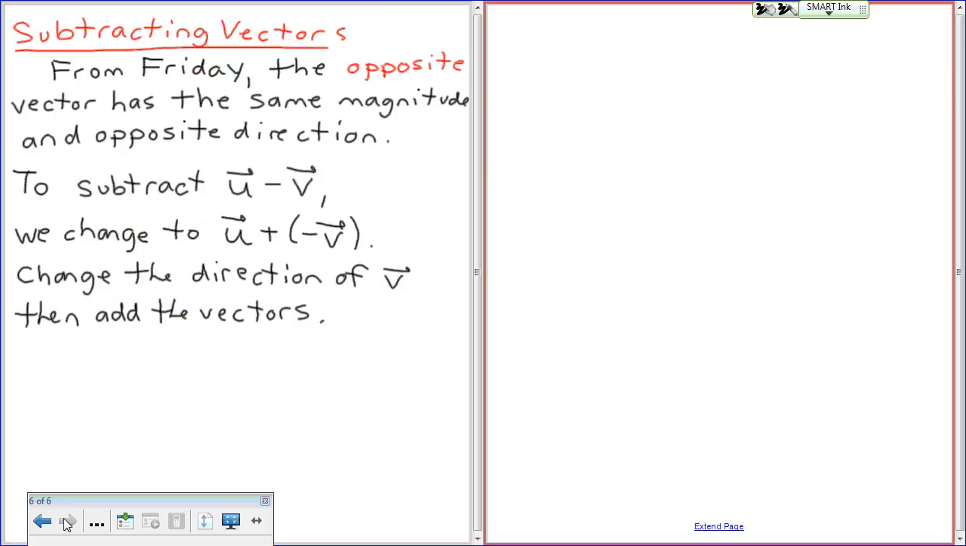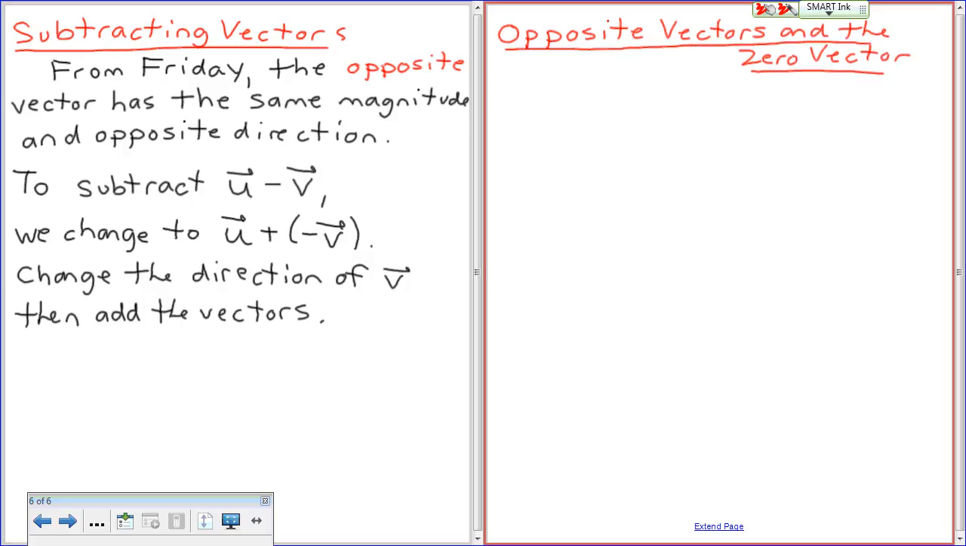Okay, so here we go. Opposite vectors and the zero vector. Okay, so let's say I do 3 plus negative 3. So you're going to get this difficult math question. What is 3 plus negative 3, please? 0. 0, good. Okay.